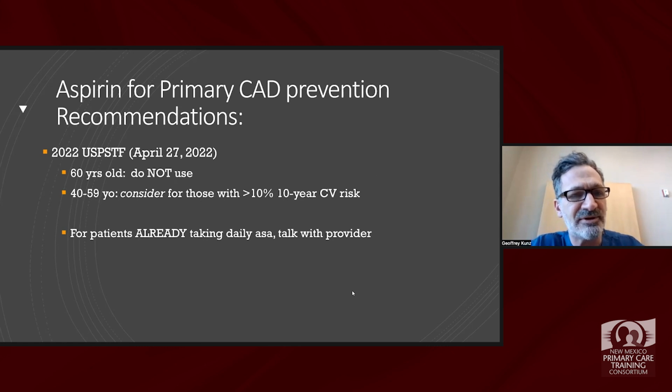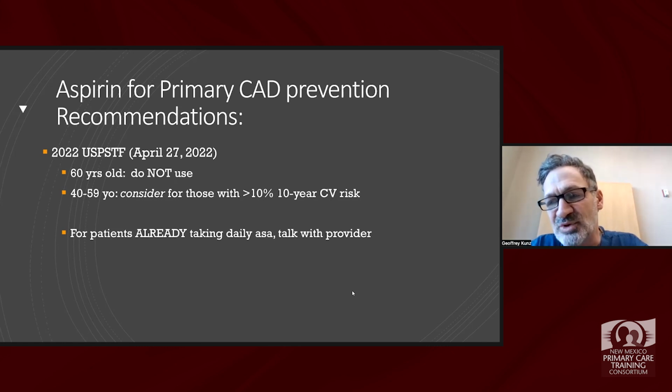So the Preventive Services Task Force made their recommendation. It was April of last year. This is a little bit different from the AHA recommendations. So the formal guidelines from the U.S. Preventive Services Task Force was to not use aspirin in 60 years old. If the patient's 60 years or older, do not initiate aspirin. Ages 40 to 59, it can be considered if there's greater than a 10% 10-year cardiovascular risk.